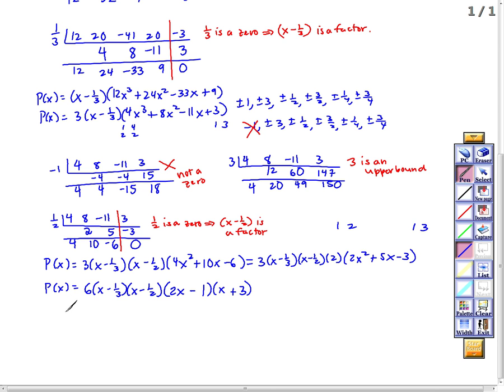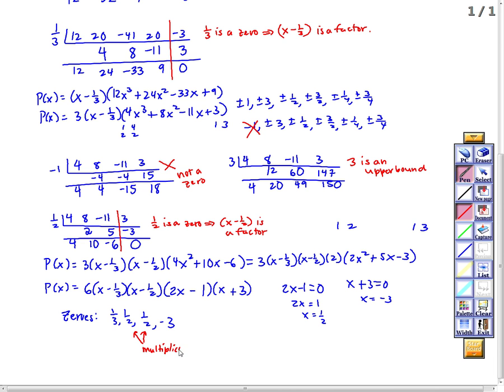So my zeros are 1/3, 1/2. What happens here? We say 2x minus 1 equals 0. So 2x equals 1, x equals 1/2. I got 1/2 again, right? And then here x plus 3 equals 0, x equals -3. So 1/2 has multiplicity 2. And that's it.